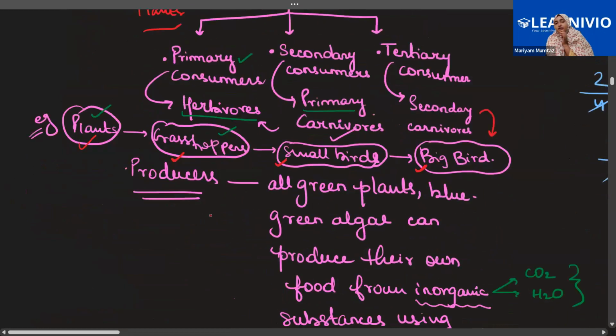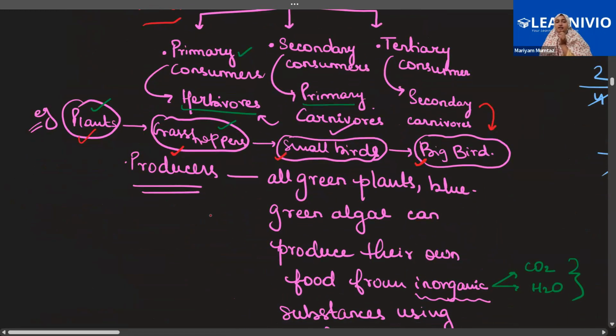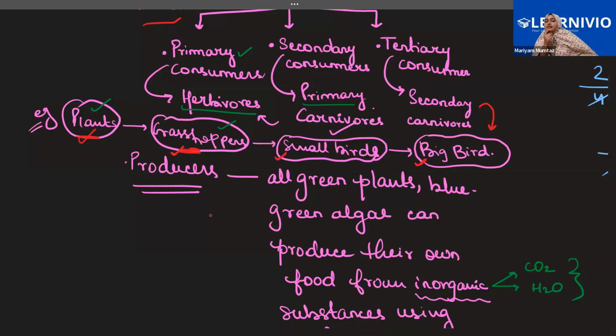So if you see over here that the plants, these are the producers, they get eaten by the grasshopper. So in this case, the grasshopper becomes the primary consumer, right? It is a herbivore. And then these grasshoppers, they get eaten by the smaller birds. So we say that the smaller bird over here, they are the secondary carnivore. Or so you can say primary carnivore. Lastly, there is the bigger bird that eats the smaller bird, and we call it the top carnivore or the secondary carnivore. Clear, students?